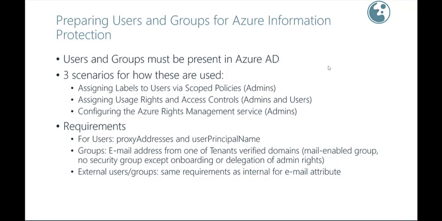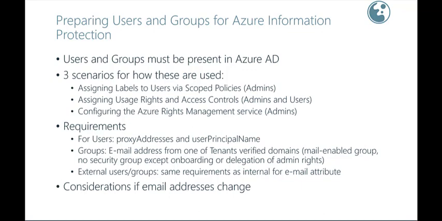Then you need to have an email address for one of the tenant's verified domains, like a mail-enabled group. So you cannot use security groups directly if you don't have mail enabled. That's an important thing to remember, except for onboarding or delegation of admin rights. External users and groups have the same requirements as internal for email attributes. So you're using consistently the email attributes for sharing or setting permissions.